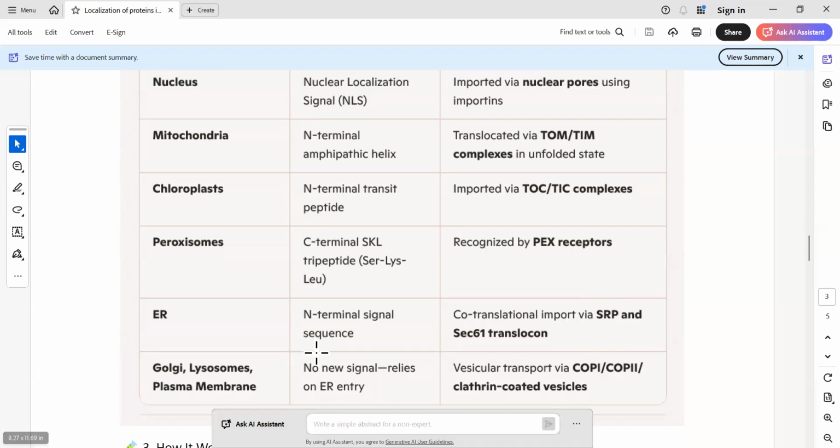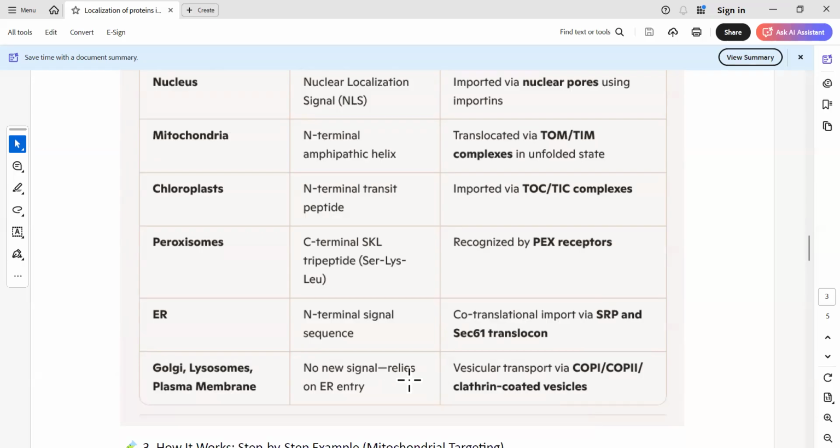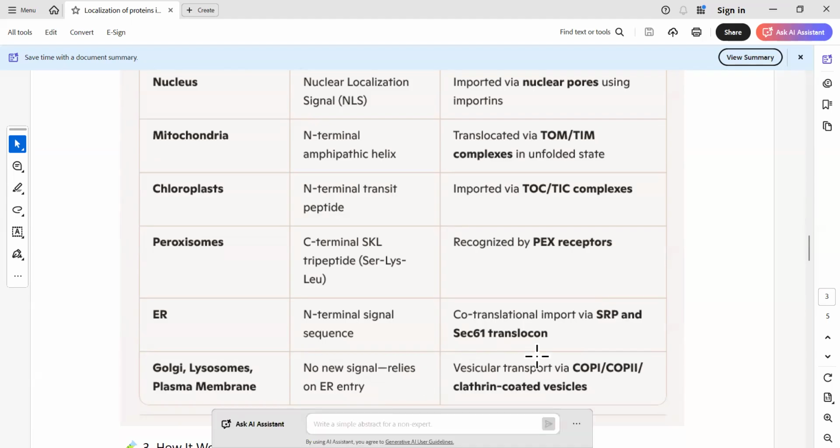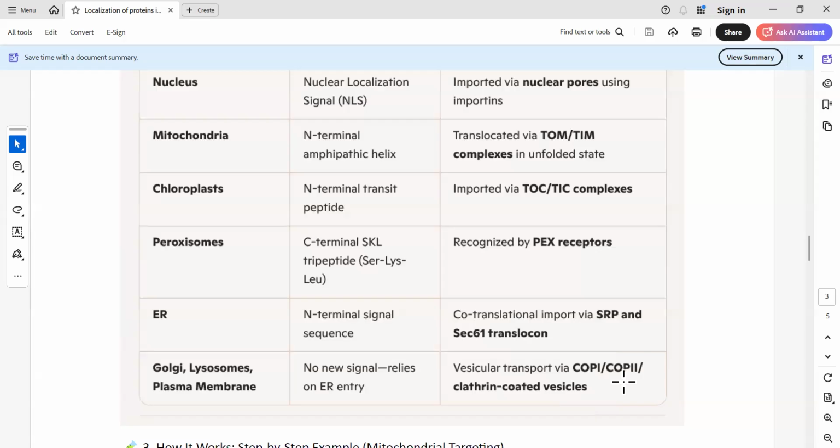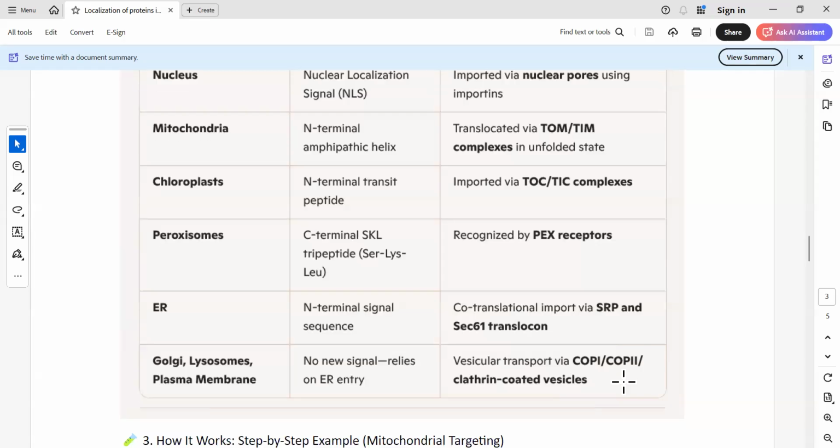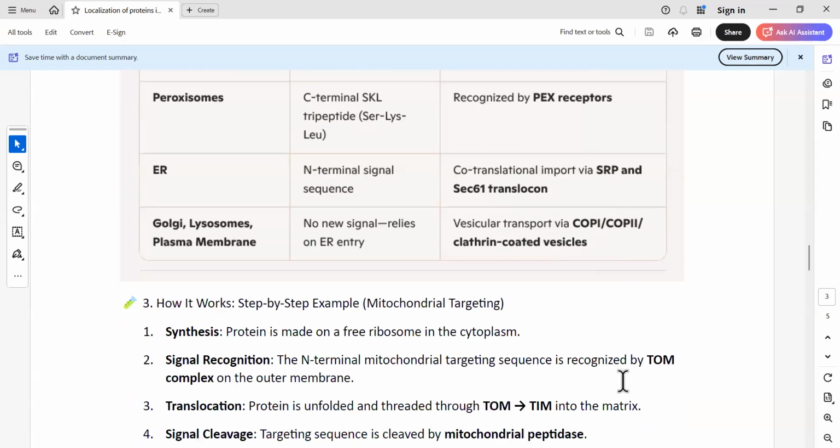Once it reaches the ER, for Golgi, lysosome and plasma membrane, it seems there is no new signal, but that is not completely true, because for the lysosome there is mannose 6-phosphate binding, which I'll explain as well. Basically, from the ER to the Golgi it is taken by COP2 vesicles, and from the Golgi to the ER by COP1 vesicles, and from there to the membrane by different vesicles, or to the lysosome by endosomes from the Golgi. This is how it works.